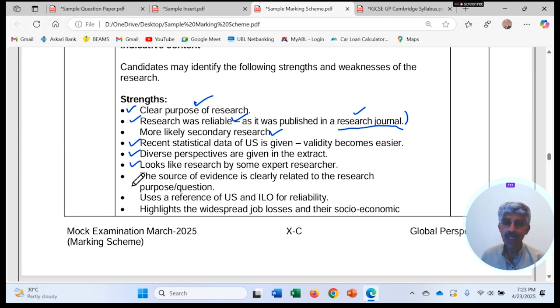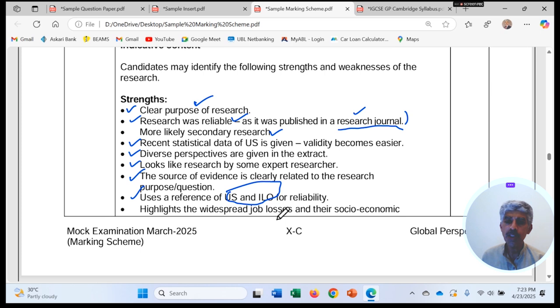The source of evidence is clearly related to the research purpose. The evidences are given regarding the companies, Amazon, and the statistical data of the United States, and the reference from the global organization, I mean International Labour Organization, ILO. So they all are given, using a reference of United States and ILO, and this is the reliability of the research, that the research conducted is really very much reliable and authentic.